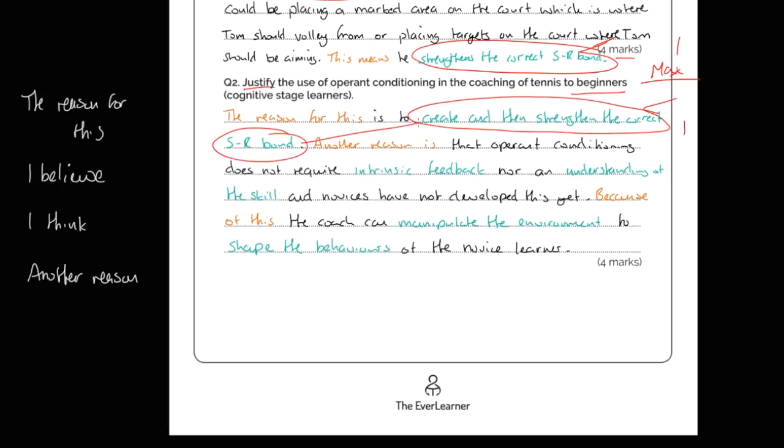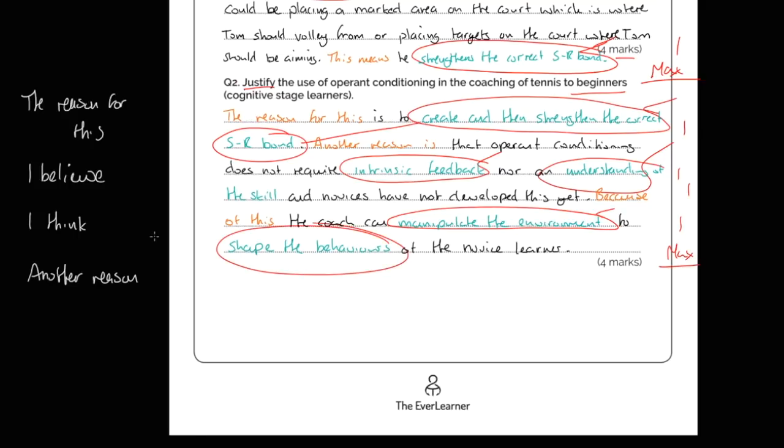Okay, let's just link those two things up. Another reason is that operant conditioning does not require intrinsic feedback, so we do not need the performer to have intrinsic feedback, which of course beginners don't yet have. They don't yet have the intrinsic feeling of the correct skill, nor an understanding of the skill. So they don't need an understanding of the skill, which of course cognitive stage learners often don't have. And novices have not developed this yet, as I just said. Because of this, the coach can manipulate the environment to shape the behaviors of the novice learner. Okay, and there's our max. I'd probably get a mark there if I needed it, but I've got my 4.